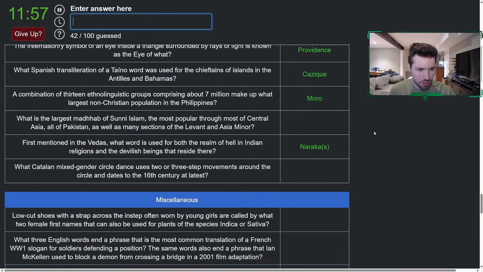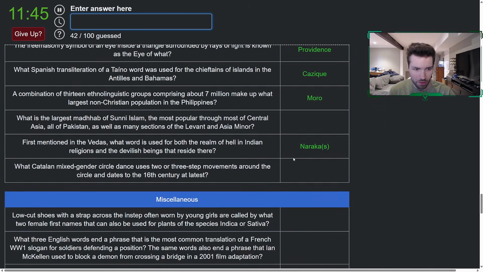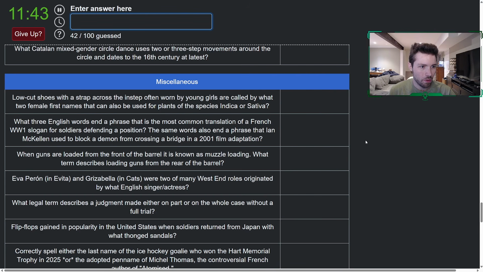What Catalan mixed gender circle dance uses 2 or 3 step movements around the circle and dates to the 16th century at latest? I'm not going to know this, but 8 out of 10 on this is actually very good. Finally, miscellaneous. Low-cut shoes with a strap across the instep, often worn by young girls, are called by what 2 female first names that can also be used for plants of the species indica or sativa? So it's weed, so Mary Jane.